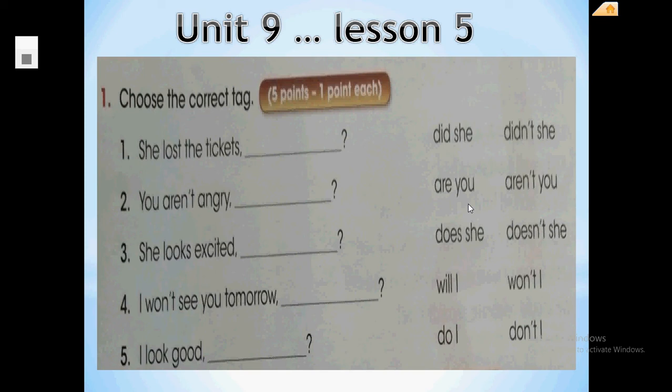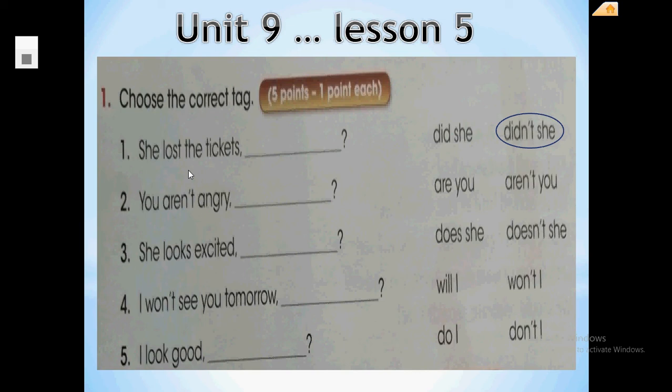Now, guys, let's read number 1 together. She lost the tickets. Did she or didn't she? Why did or didn't? Because the sentence is in the past, so we will use did or didn't. Now, it's based on the balance of the sentence. The sentence is negative or positive? Yes, good. The sentence is positive. So the tag question will be, yes, good, the tag question will be negative. So she lost the tickets, didn't she?